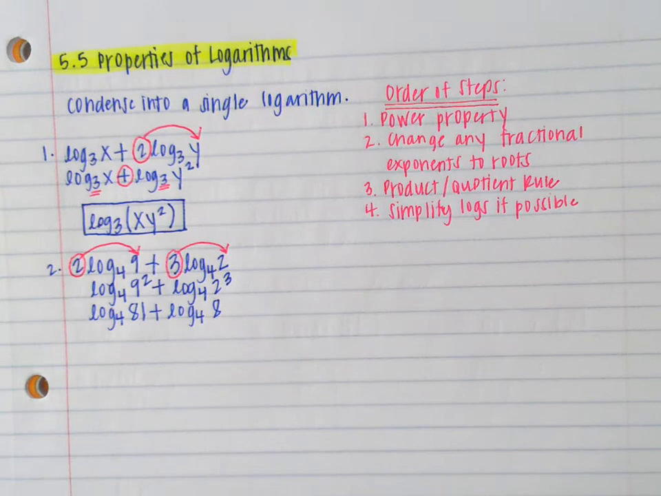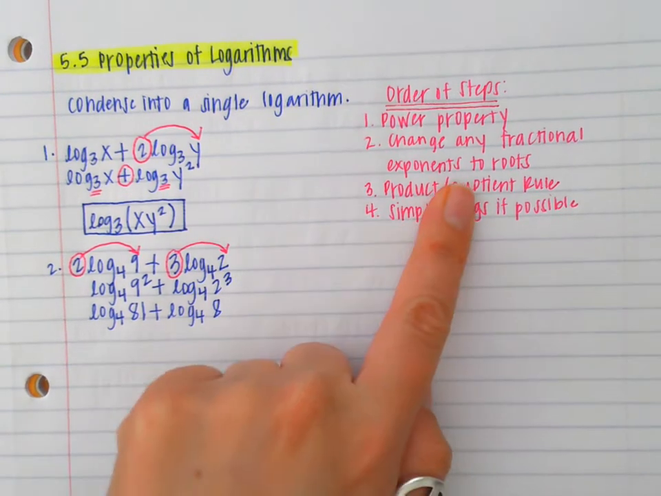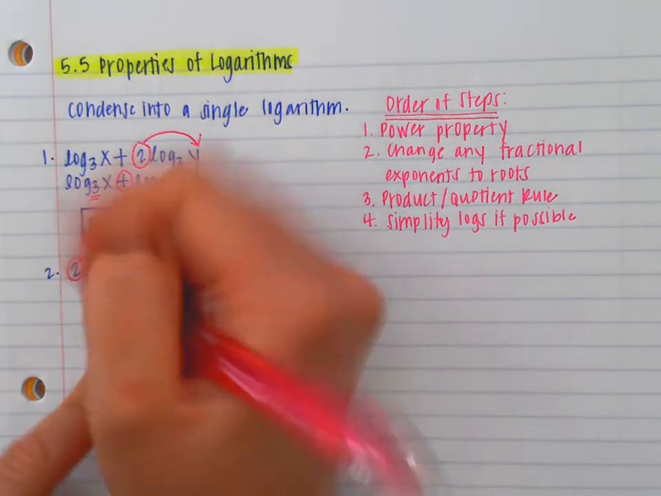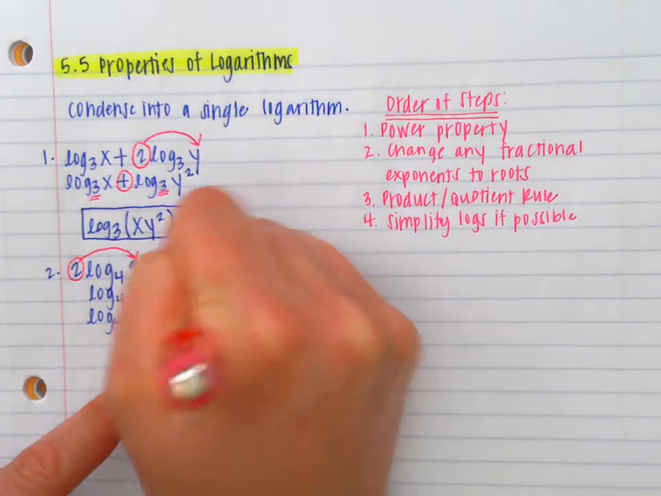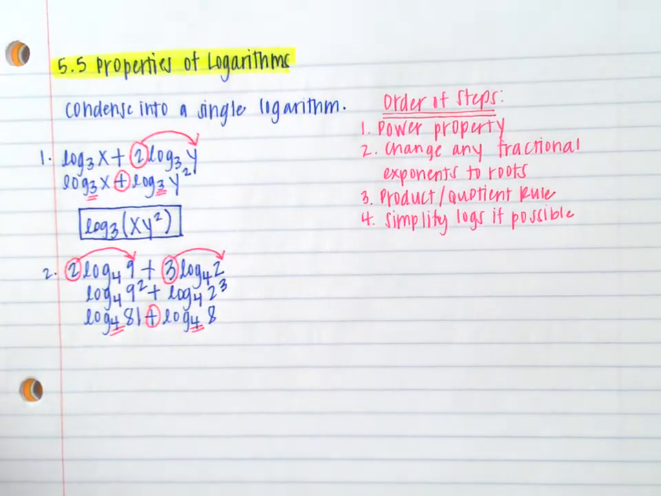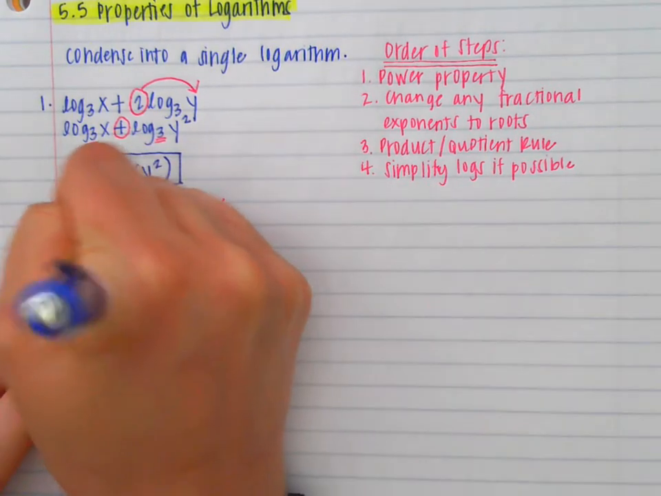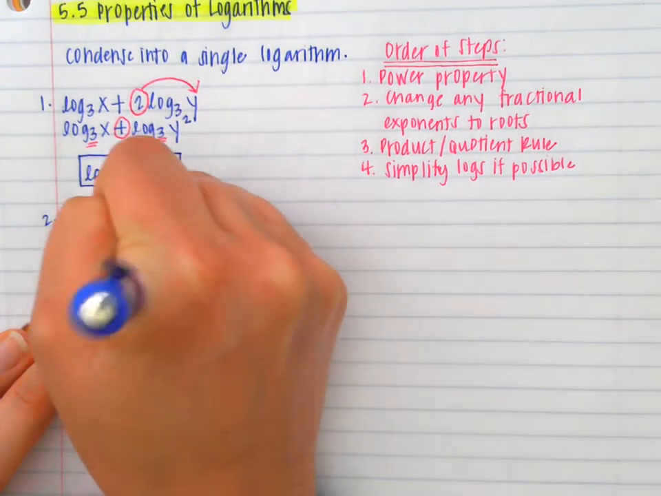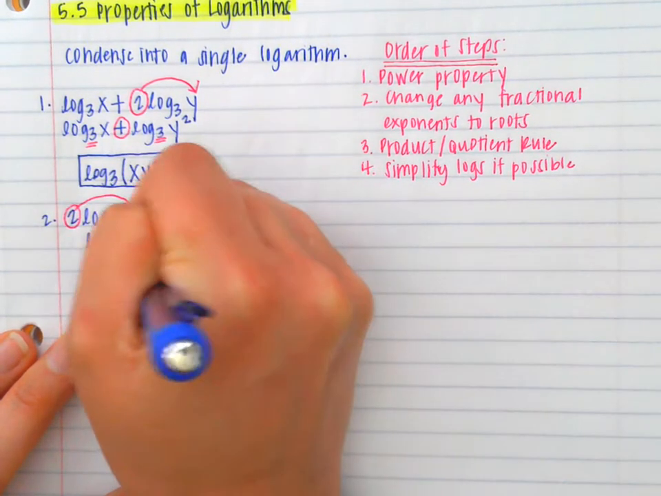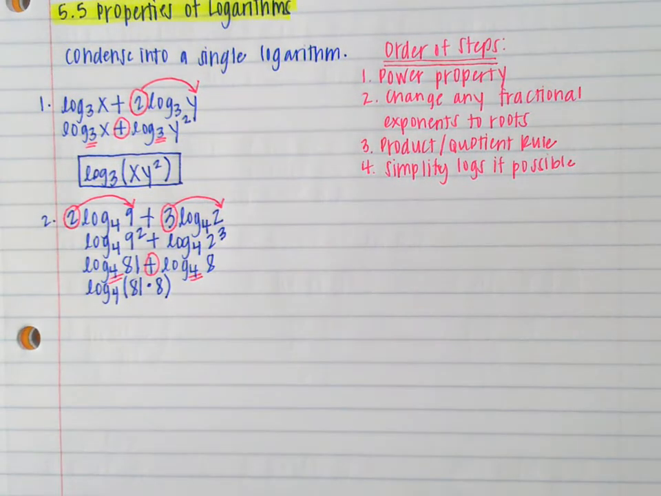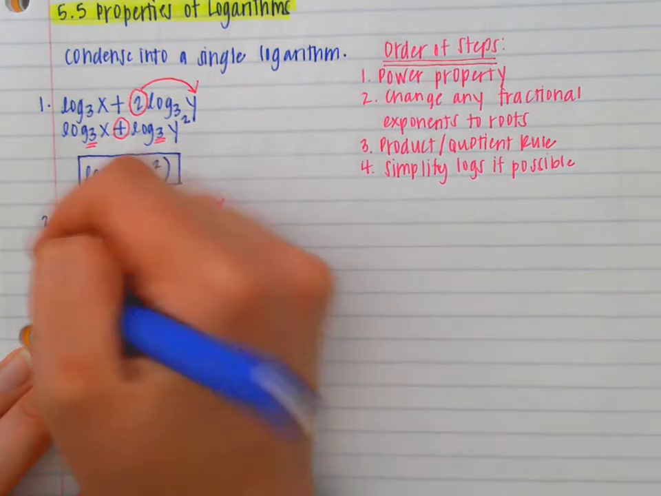Okay, now I change any fractional exponents to roots. I don't have any. So then I'm going to apply my product and quotient rule. So they have the same base and they're adding. So we're going to combine them using multiplication. Log base 4 of 81 times 8. I can simplify that. I know what 81 times 8 is. It's 648.